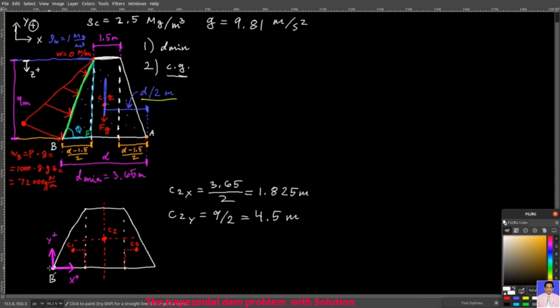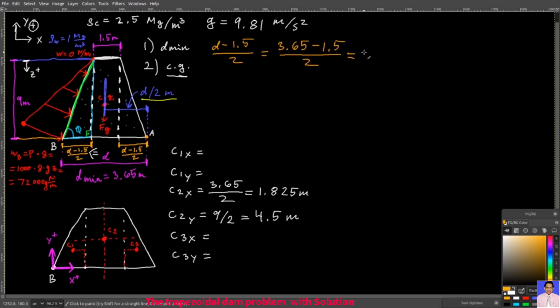From the origin of this coordinate frame, from point B, we can measure C1x, C1y, also C3x, and C3y. In order to do that, we need to calculate this distance here, d minus 1.5 over 2. Well, that would simply be 3.65 minus 1.5 over 2. That would be 1.075 meters. That's this entire distance.